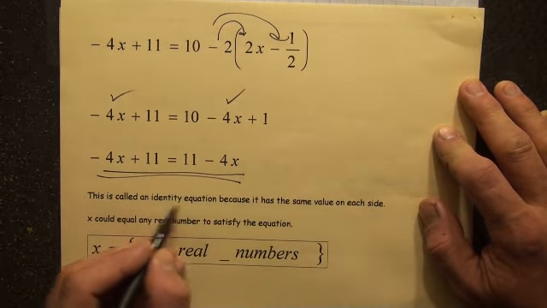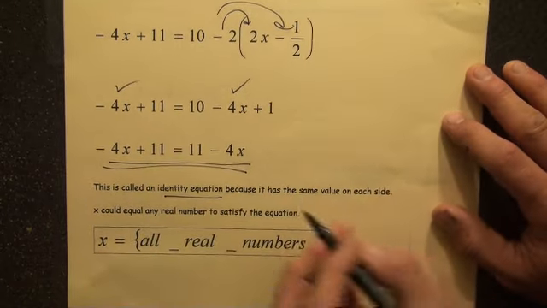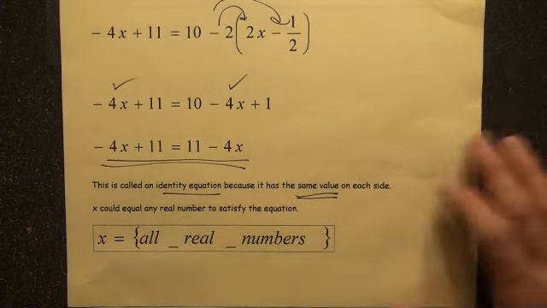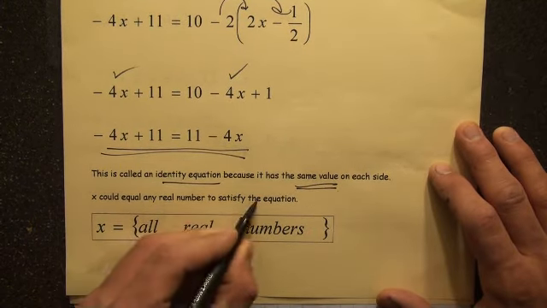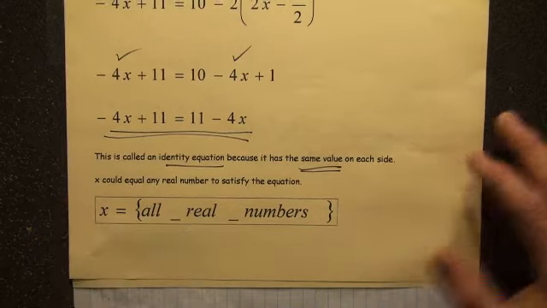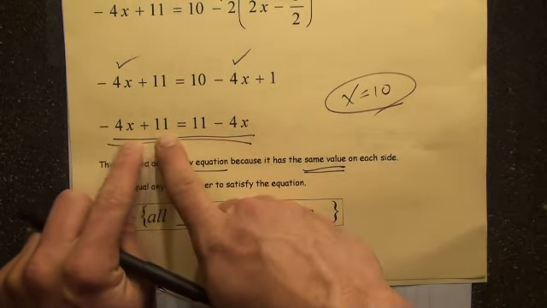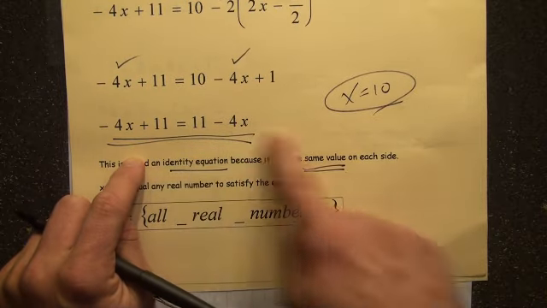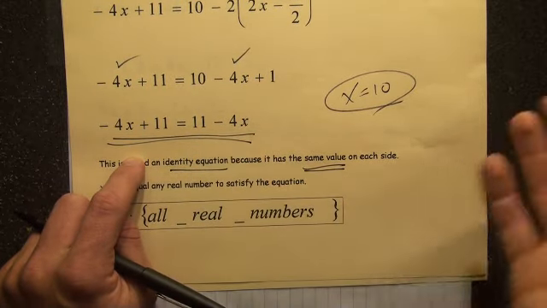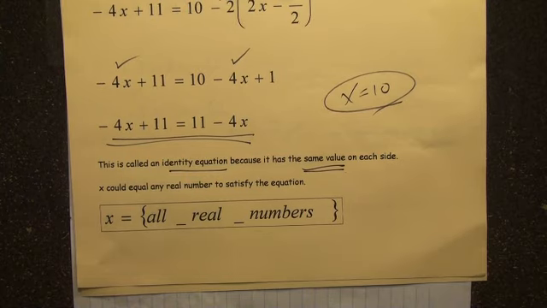This is called an identity equation because it has the same values on each side. So x could be any real number to satisfy the equation, therefore x is all real numbers. Think about it. What if x was 10? Wouldn't you get a correct answer? Yeah, you get negative 40 plus 11 on both sides. You get 11 minus 40. That's going to be negative 29 or whatever.